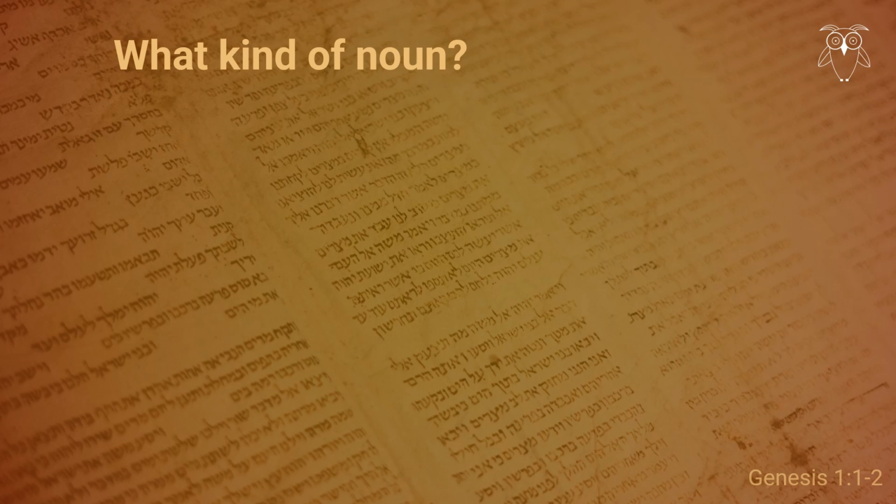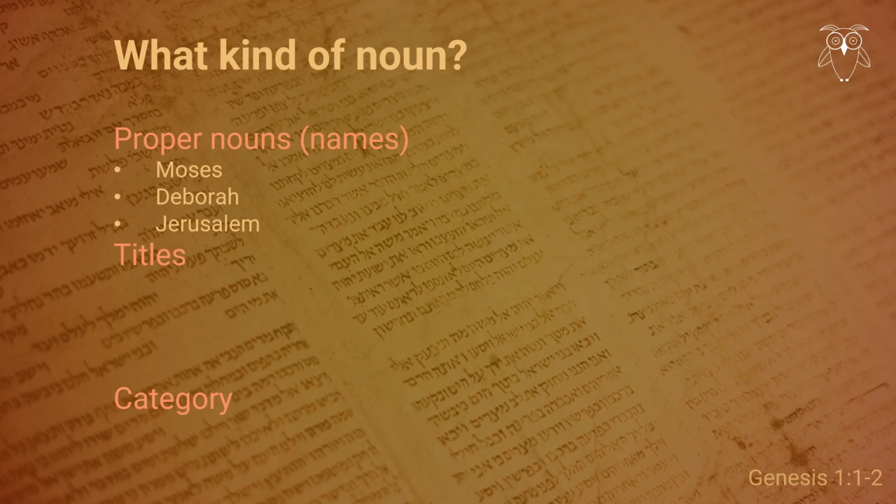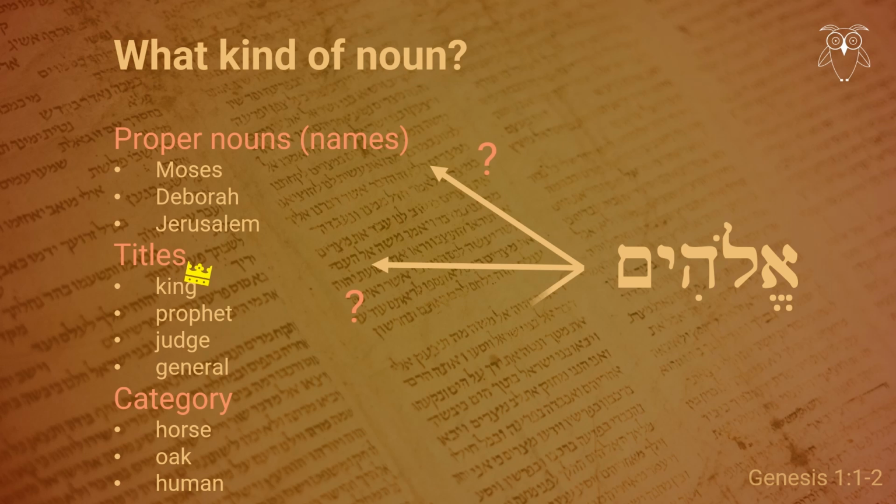Sure, it's a noun, we got that. But there are different types of nouns. For example, proper nouns, or names. Names like Moses, or Deborah, or Jerusalem, or God. Or perhaps it is a title, like we have kings, we have prophets, judges, generals, and gods. Or are we perhaps talking about a species category? There is a horse, there's an oak, there's a human, and then there is a god. So which is it? Is Elohim a name, a title, or a category, or perhaps something else entirely?